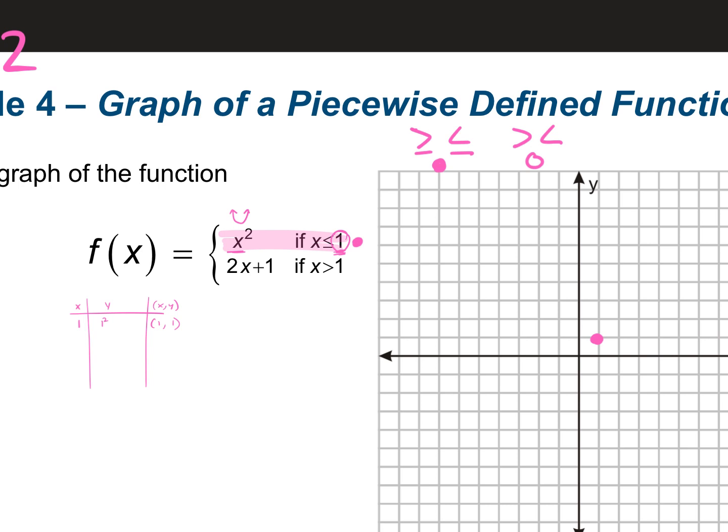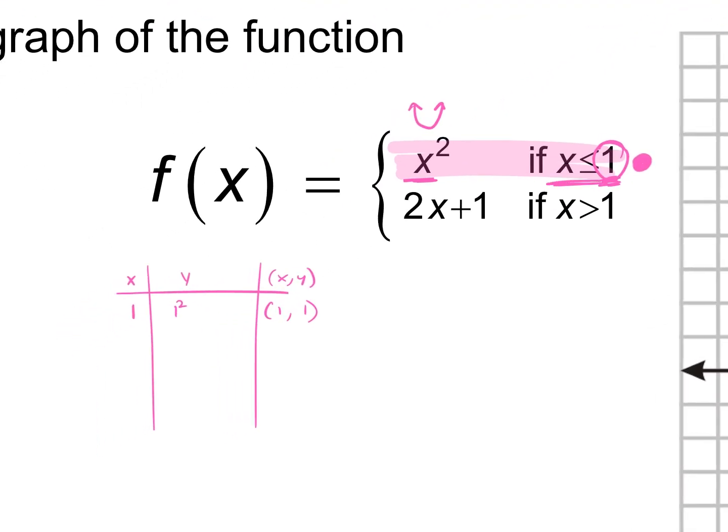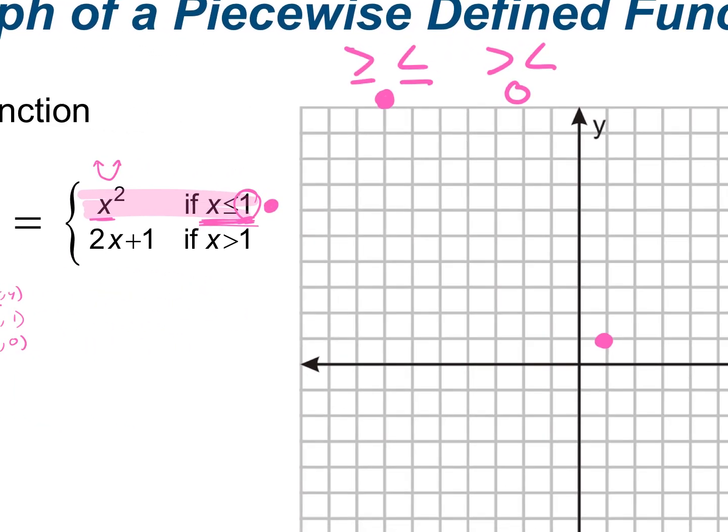Now when we have parabolas, we usually want to plug in a couple points just so we can see where exactly our parabola is going. So the next point we want to plug in has to be something that satisfies this. So what's a number that's less than 1? 0. So we have 0 squared. What's 0 squared? 0. So our next point that we're going to plug in is 0, 0.